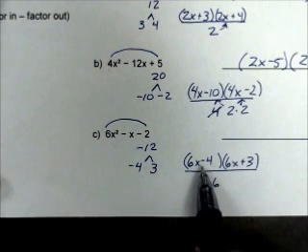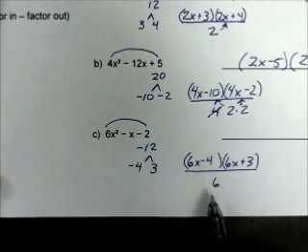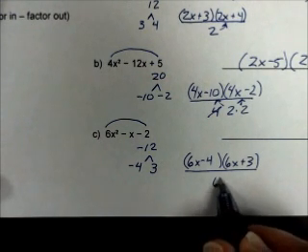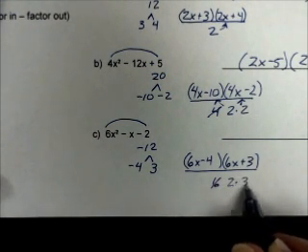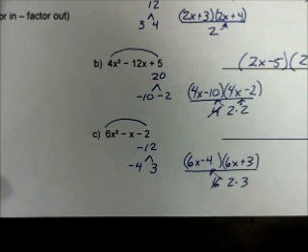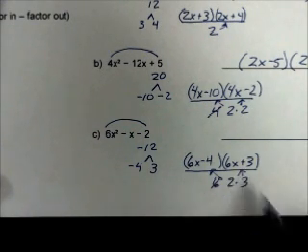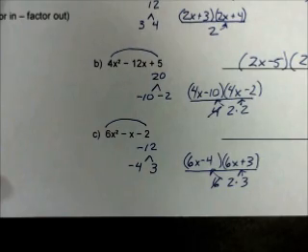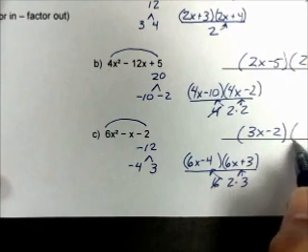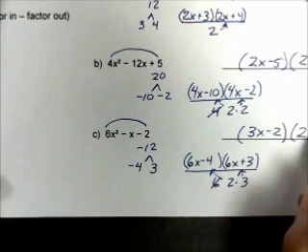6 doesn't divide evenly into one set of parentheses, so we break 6 down and write it as 2 times 3. And 2 will divide evenly into the 6x minus 4, and 3 into the 6x plus 3, resulting in 3x minus 2 times 2x plus 1.